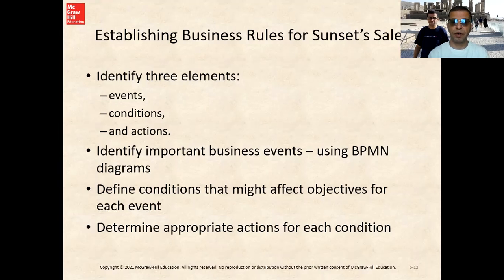We also need to identify important business events using BPM diagrams, business process models. And we need to define the conditions that might affect the objectives for each event. So for each event, if this happens, we'll do this. If this happens, we'll stop it, abort it, or adjust it. And determine the appropriate action for each condition. As I said, if this happened, that happened, what we're supposed to do. If that happened, what we're supposed to do.